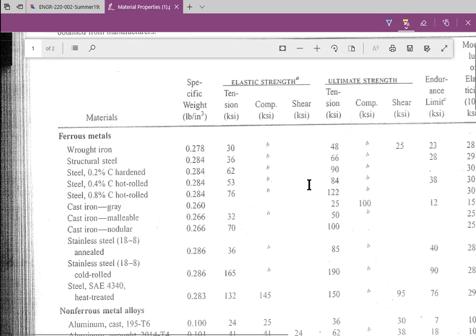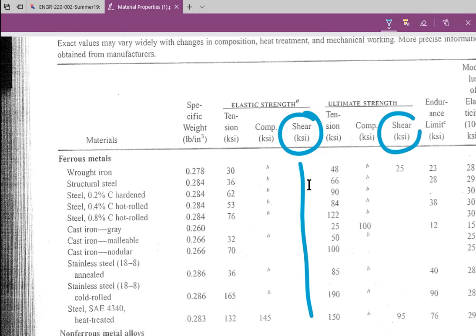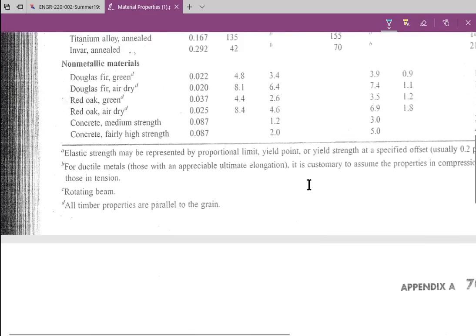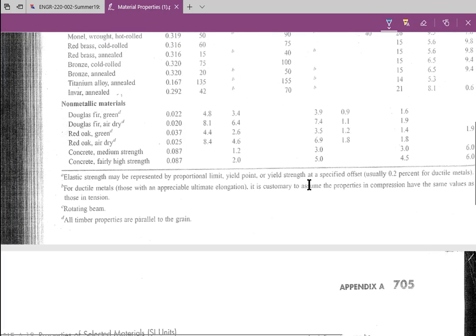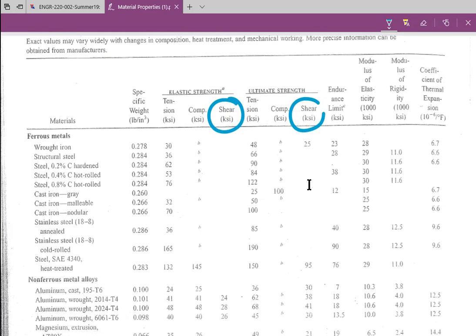Notice under both the elastic column and the ultimate strength, I have shear columns. Now a lot of them are empty, there's nothing in there. That doesn't mean it doesn't have shear strength. It means you've got to go down to the bottom of the chart. For ductile metals, so that's most metals like aluminum and steel, not metals like cast iron, but ductile, not brittle, it is customary to assume the properties in compression have the same values as those in tension, so that's why a lot of these just say B for compressive strength.